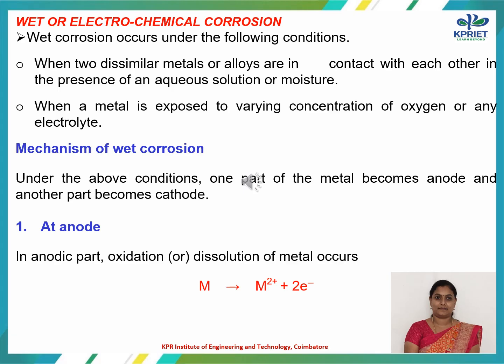Under the above conditions, one part of the metal becomes anode and another part becomes a cathode. The cathodic part will be determined by the environment in which the metal is present. Always the oxidation of the metal will be the reaction that occurs at the anodic part, where the metal loses its electrons and becomes positively charged ions.